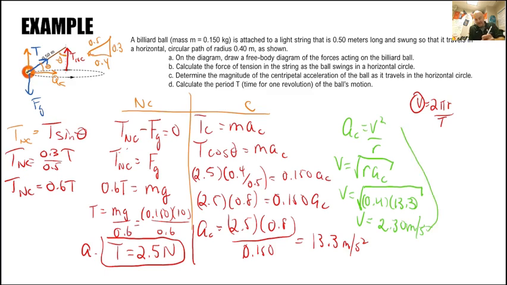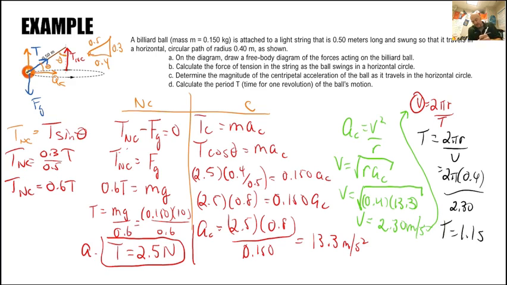Now that goes up here, and so I manipulate this equation. So T is going to be 2 pi r over v. So 2 pi times 0.4 over 2.30. So 2 times 3.14 times 0.4 divided by 2.30. And we're going to get a period of 1.1 seconds.